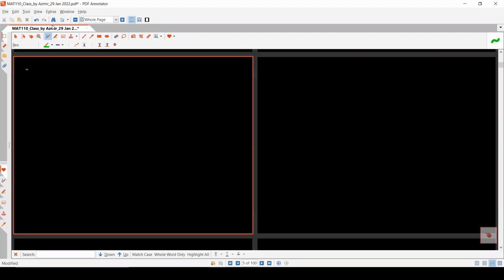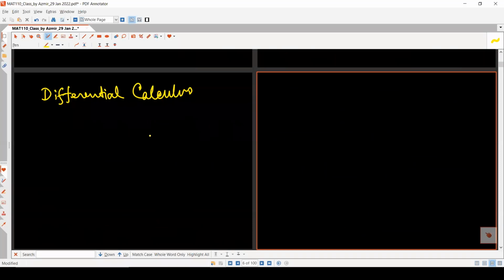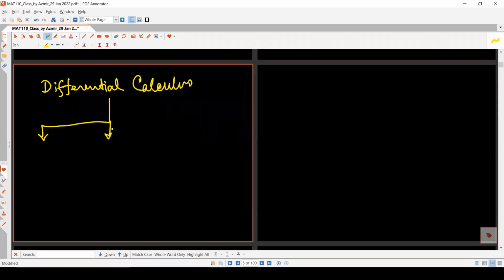So at first, let me write this term again, that is differential calculus. You know that the title is differential calculus and coordinate geometry. Differential calculus has been classified into 3 categories in this course. At first, you have to know single variable function. So which functions are single variable functions?